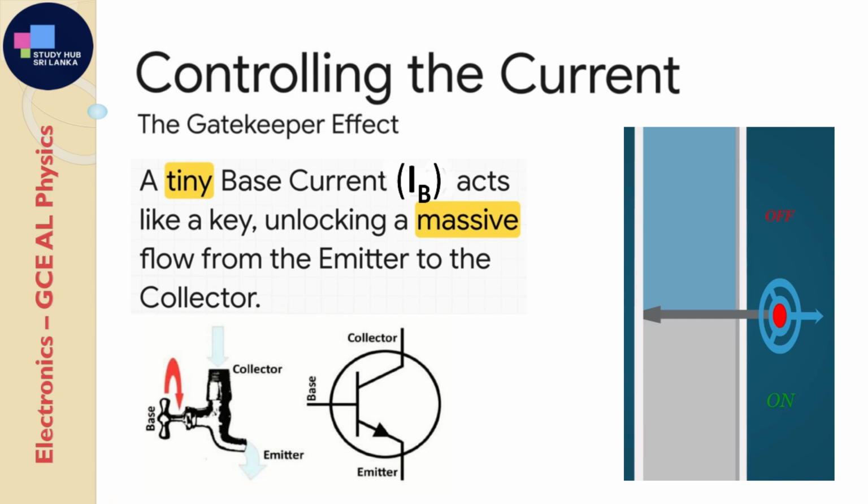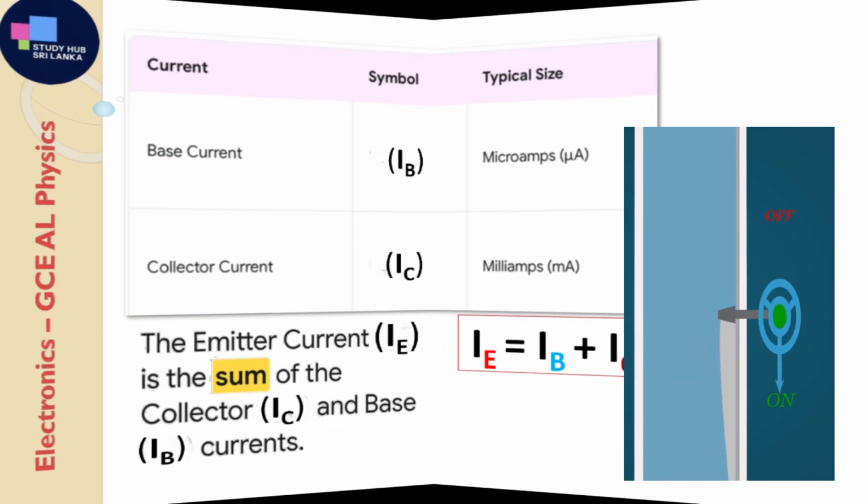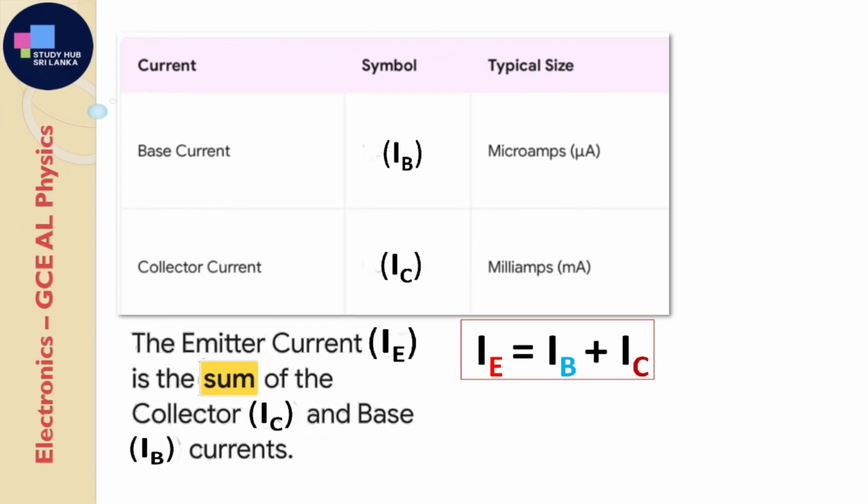And when I say a tiny current controls a massive one, I'm not kidding. The scale is just incredible. I mean, look at this. The base current, our little key, is measured in microamps. That's millionths of an amp. But the collector current it unleashes, that's measured in milliamps, thousandths of an amp. We're talking 1,000 times bigger. It's literally like a whisper controlling a shout.